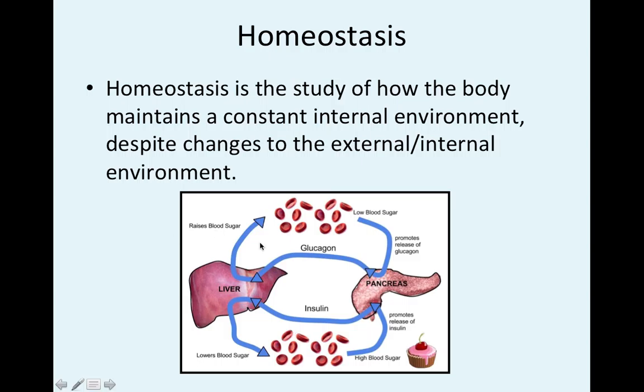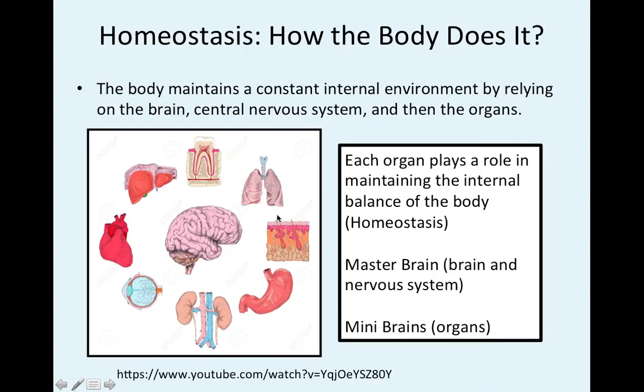So if they're too low, then our liver will release this thing called glucagon, which basically starts breaking down some of the stored sugars in our liver. And then we'll raise our blood sugar until it becomes an appropriate level. When it becomes an appropriate level, we'll shut down glucagon and have normal blood glucose levels. If it drops again, we'll just release some more glucagon and raise them back up.